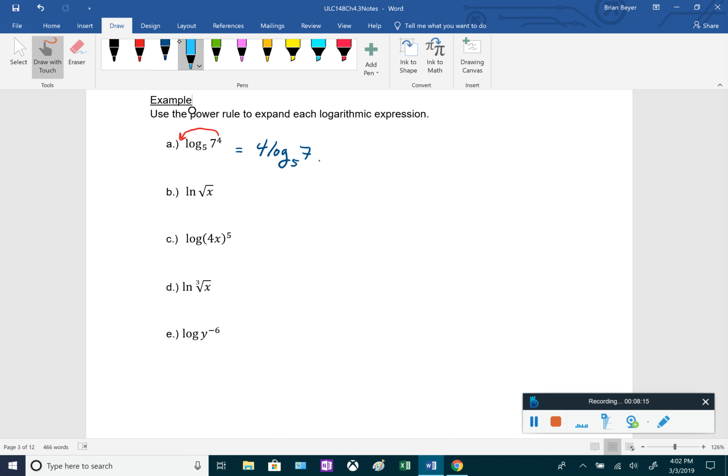Next one, we have ln of the square root of x. So we actually have to rewrite this as ln of x to the 1/2. So hopefully we remember that the square root is just an exponent, and it's an exponent of 1/2. So once we have that, we're going to bring down that 1/2. So it's going to be 1/2 times the ln of x.